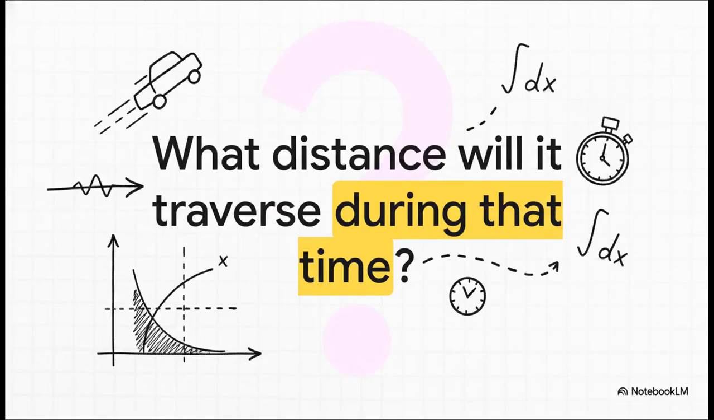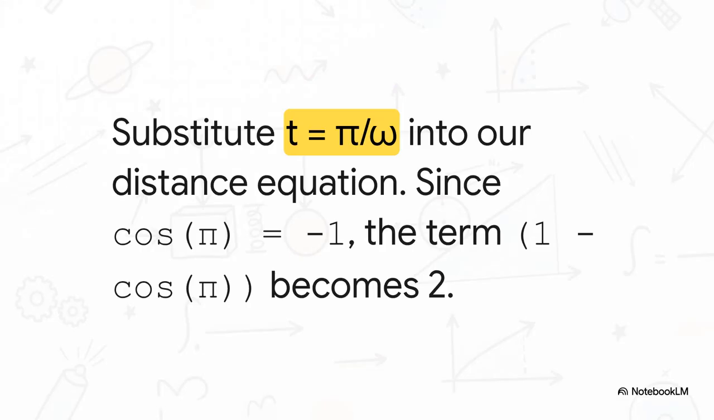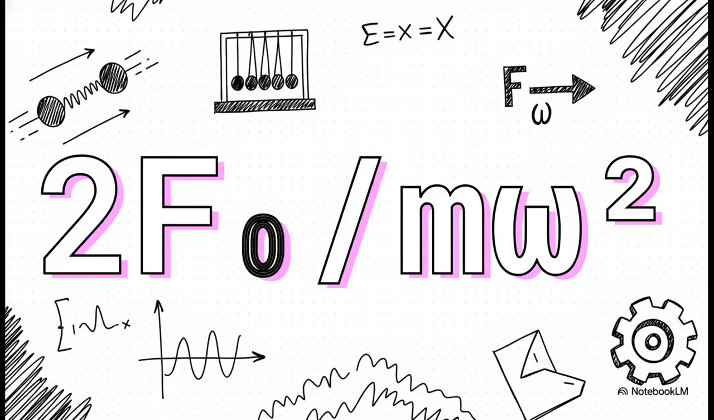Okay, next question. We know how long it moved, but how far did it actually go in that time? This is where our previous work makes life so easy. We just take the time we just found, and we plug it straight into our distance equation. So omega times pi over omega is just pi. We get a cosine of pi inside the parentheses. And we know from the unit circle that the cosine of pi is -1. So 1 minus -1, that just becomes 2. And that's our second answer. The total distance is 2 times f0 all over m omega squared.